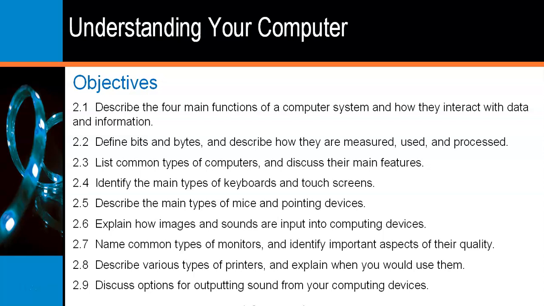We're going to talk about what a bit is, what a byte is. We'll describe how they're measured, used, and processed. We're going to talk a little bit about the common types of computers and discuss their main features. We're going to identify the main types of keyboards and touchscreens. We're going to describe the main types of mice and pointing devices. We're going to talk a little bit about how images and sounds are input into computing devices.